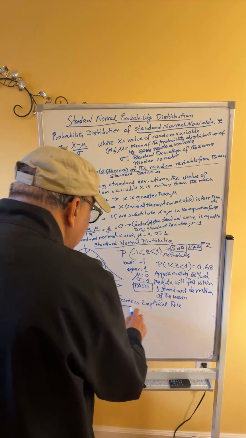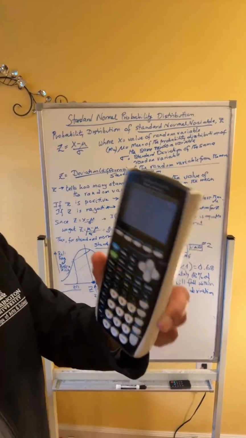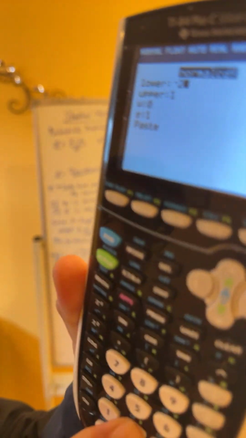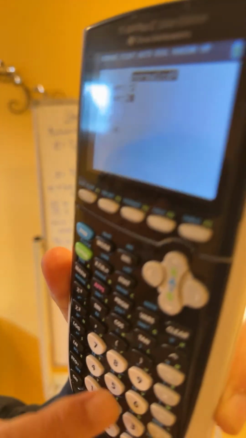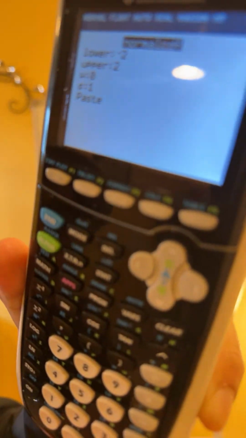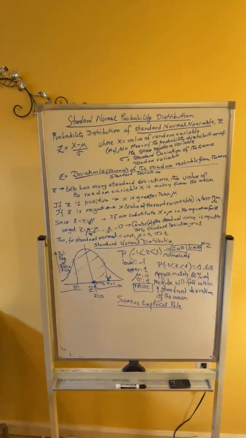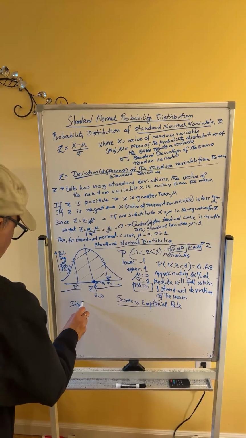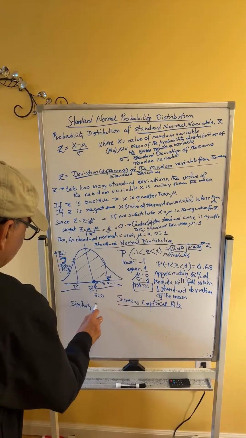Similarly, suppose I want to find out the probability that the standard normal variable is between -2 and +2. So again, 2nd VARS, number 2. Now change it to -2 for lower and upper is +2, go down to Paste and hit enter twice. Enter, enter. And you will see this is 0 point. Again, this is from the empirical rule.